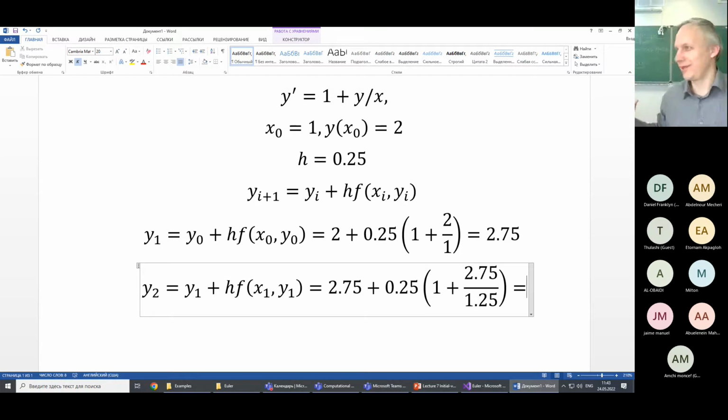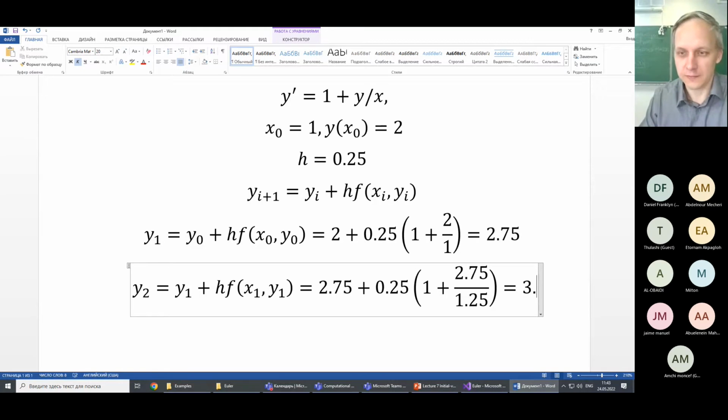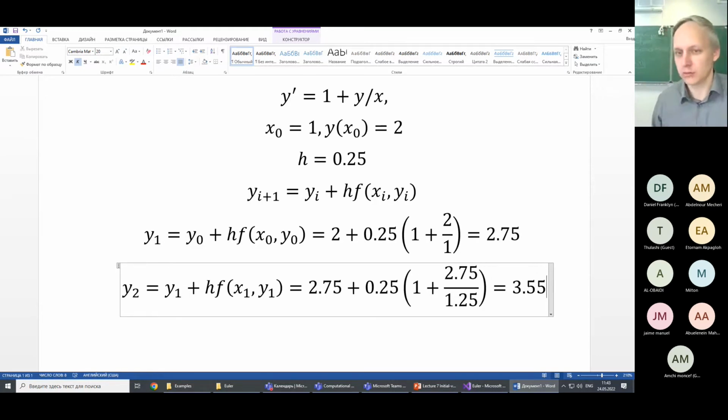Of course, it's hard to compute in mind. You can use your calculators to compute. What? 3.55. Yes, maybe. Well, and after that, using this 3.55, we can compute y3. You can compute y3 when you substitute y2 and x2 into the formula.